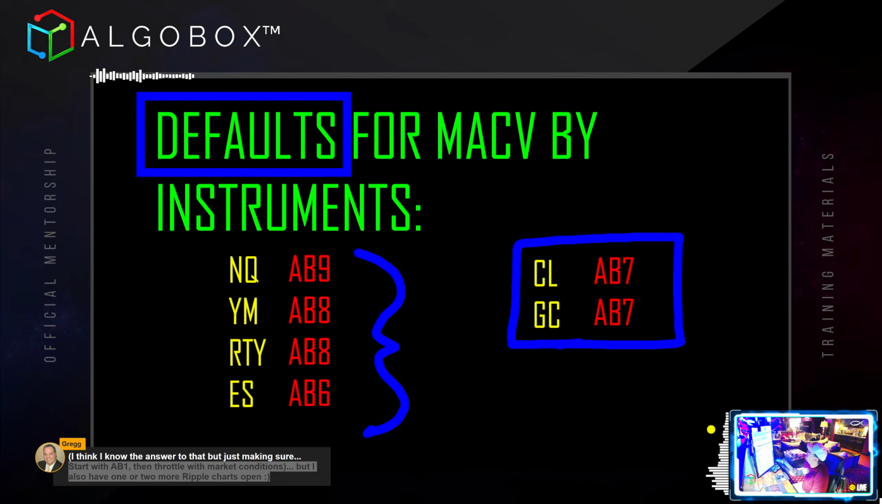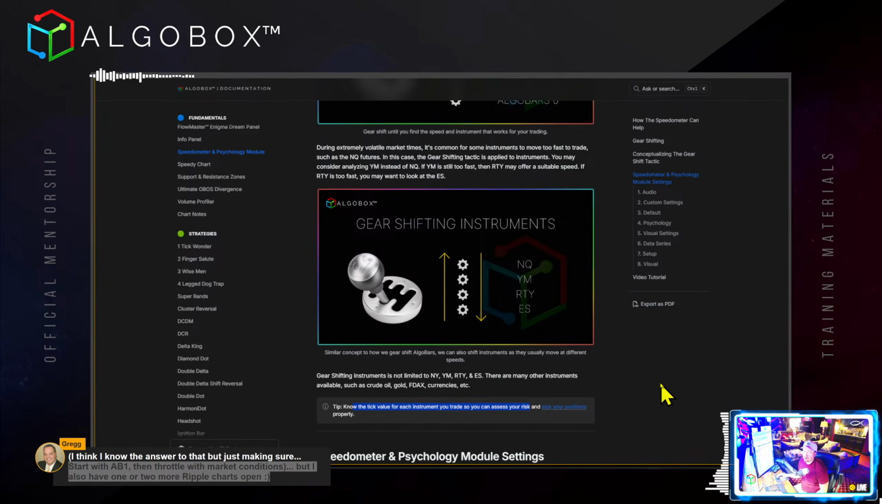There it is. That's what I was looking for earlier, Greg. Thank you. MACV AlgoBars is really states 6, 7, and 8. Yeah, that does need to be updated. NQ on 8 is, I've just learned, too small. Got to go to 9s on that one. 7's not bad on YM and RTY.